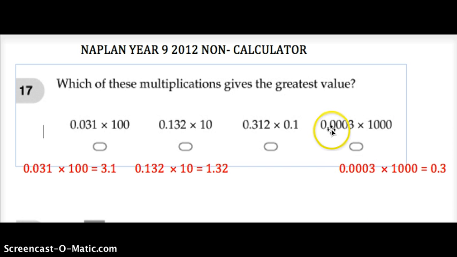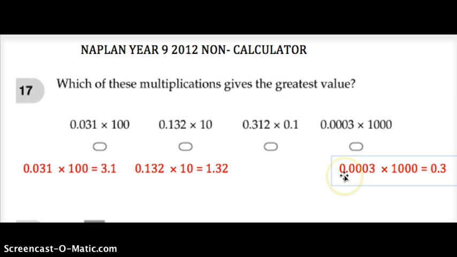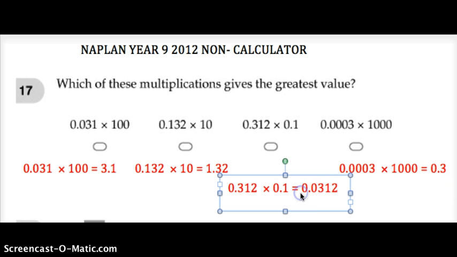We're looking at 0.0003 times 1,000. Because we're multiplying by 1,000, the decimal point needs to be moved 3 places to the right from where it is now. So it's there, and we jump 1, 2, 3, and the decimal point will end up in front of the 3, so we'll end up with 0.3. Now for the last one.